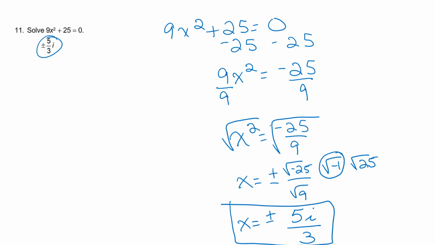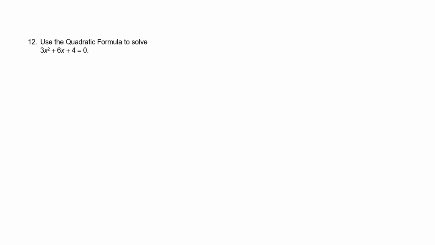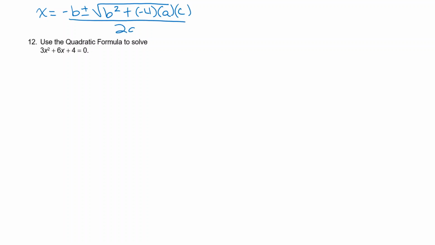Okay, next. Okay, number 12 says use the quadratic formula to solve. So let's remember our quadratic formula. x equals negative b plus or minus the square root of b squared minus 4ac, all over 2a. All right, so let's figure out our a, b, and c. a equals 3, b equals 6, and c equals 4. All right, so let's plug it all in.